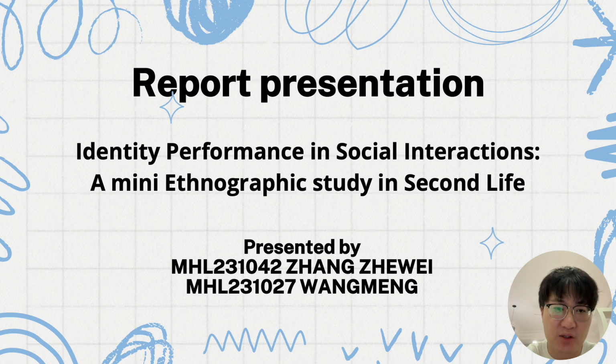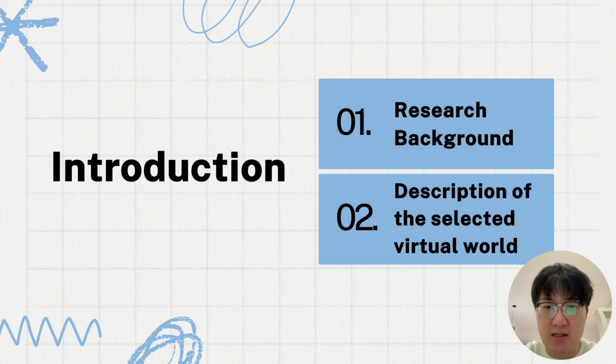Our project title is Identity Performance in Social Interactions, a mini ethnographic study in Second Life. Our group members are Zhang Zhewei and Wang Meng. Let's talk about the introduction, research background, and Second Life.